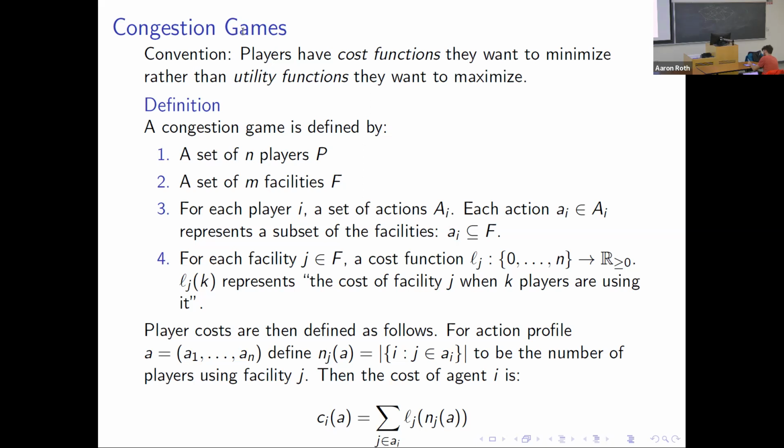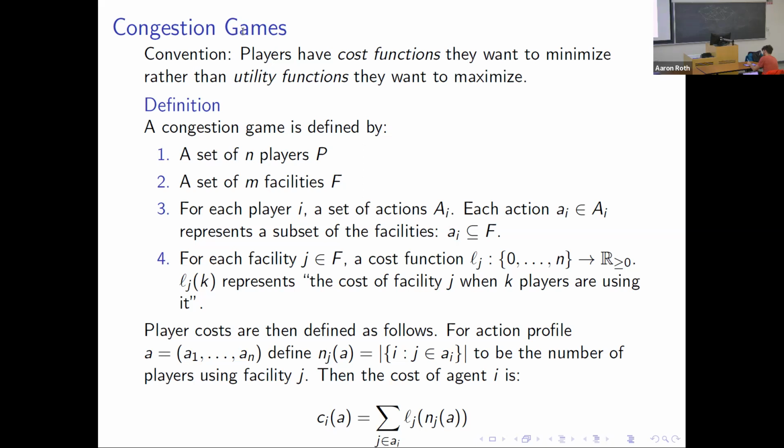And then the cost of a player in this game, given a play profile, given a choice of action for each of the players, is just the sum over all of the facilities that that player is using. Remember, an action is just a subset of the facilities. So summed over all of the facilities that that player is using, the cost of that facility, given the number of people that are on it.